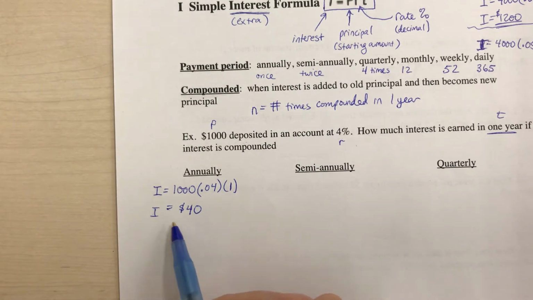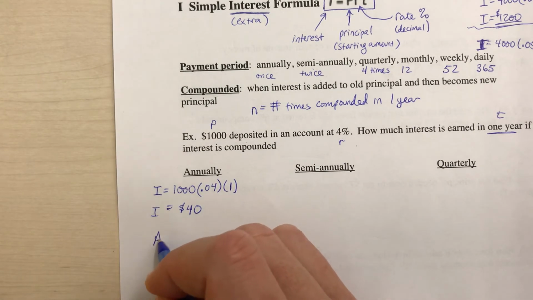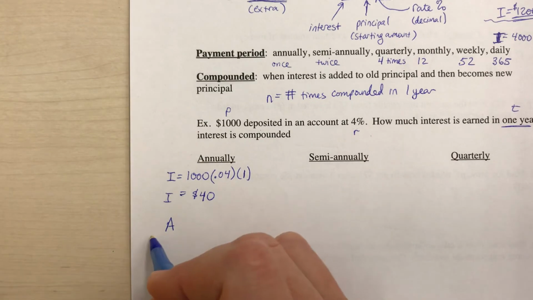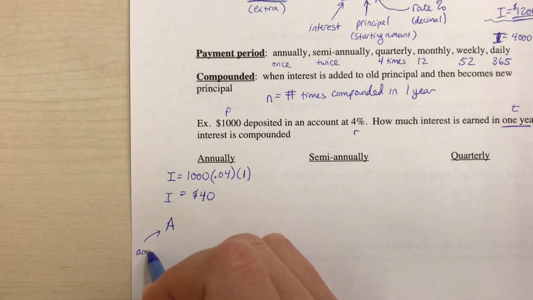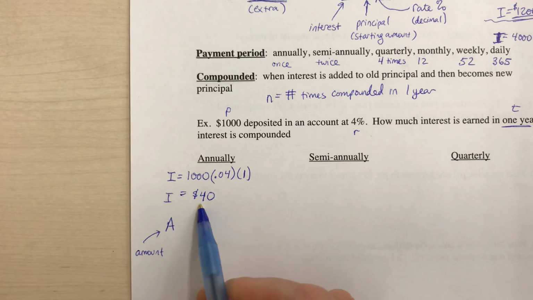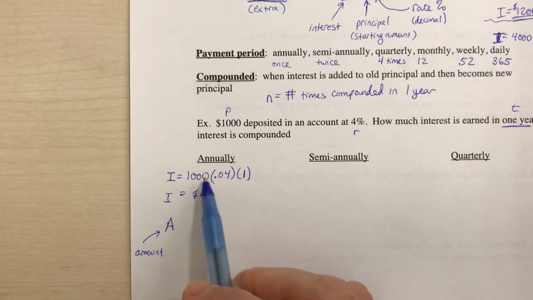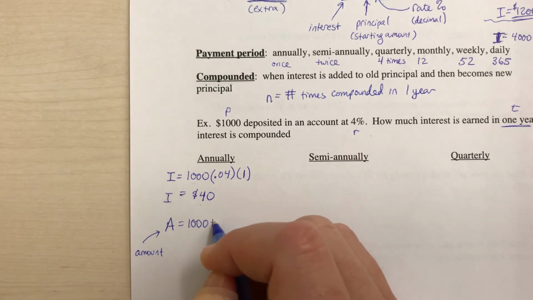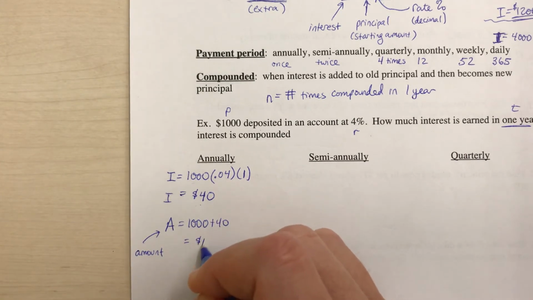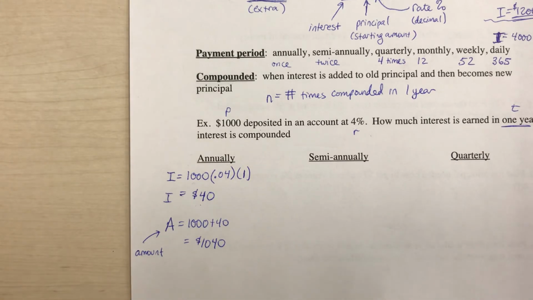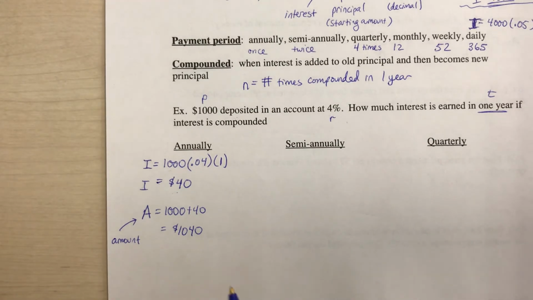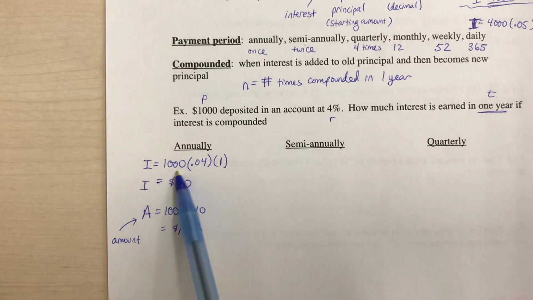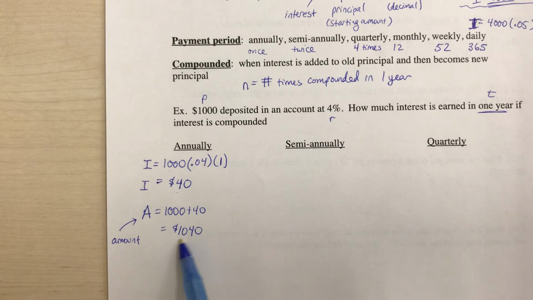Now what that means is that the new amount, so I'm going to put another variable here. I'm going to use capital A. That is the amount. $40 is the extra money, but remember that we're starting with 1,000. So the new amount would be 1,000 plus 40, which is $1,040. So if I was doing compound interest for the second year, my starting principal would not be 1,000, it would be 1,040.